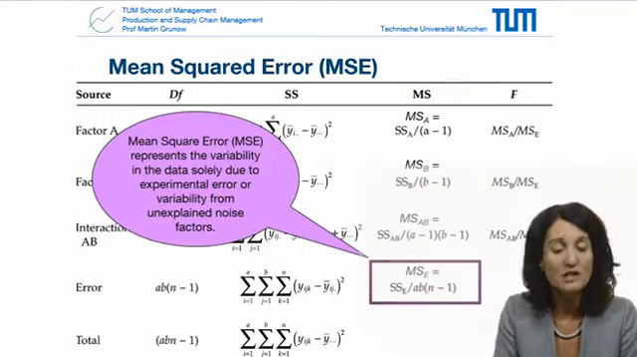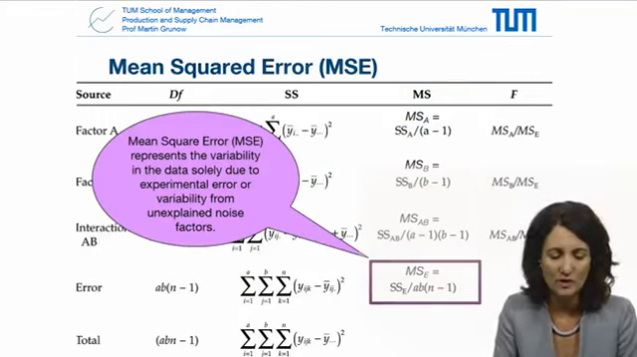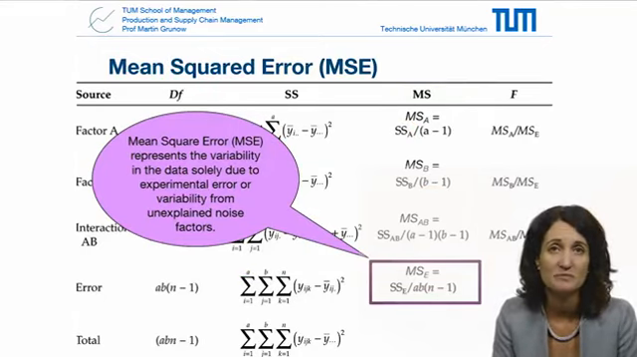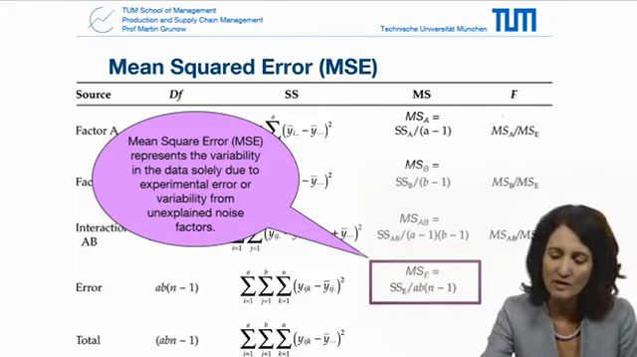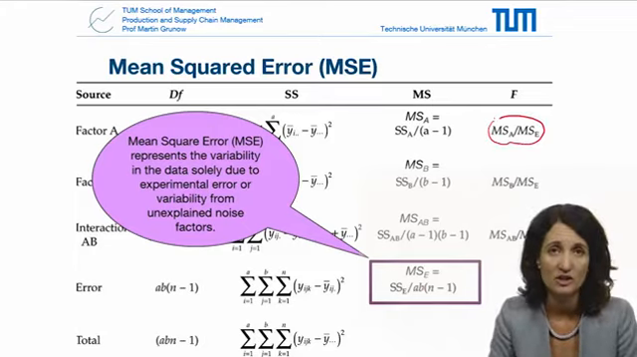The overall mean square error then represents the variability in the data solely due to experimental error, variability from unexplained noise factors. And again, if the variability from a factor is much larger than the variability from the experimental error, then we can conclude that the factor is significant. So we take the ratio of the mean squares of each factor to the mean square error, and we see if this F factor is large.